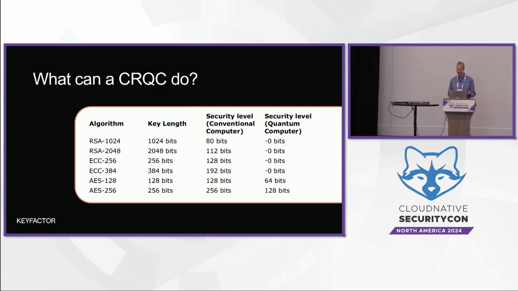A CRQC will bring the security level, as NIST defines it, to 0 bits for RSA and EC, for example. Today, NIST defines the minimum security level they would like as 128 bits, and then there's 192 and 256 bits. Today we can see the most popular RSA algorithm is actually only 112-bit security, but if a CRQC comes around, it's 0 bits, which is very, very bad for us.